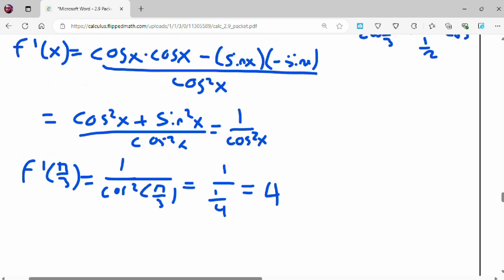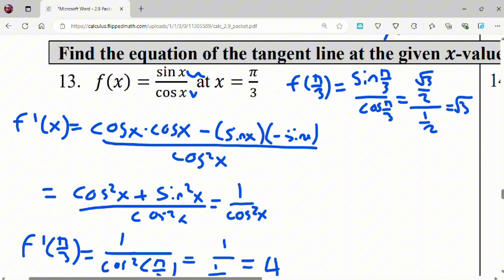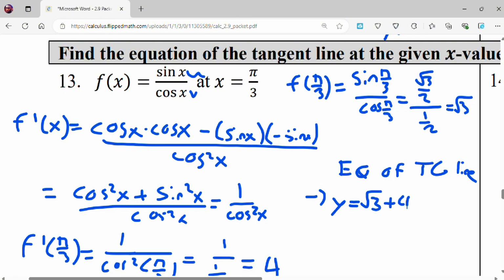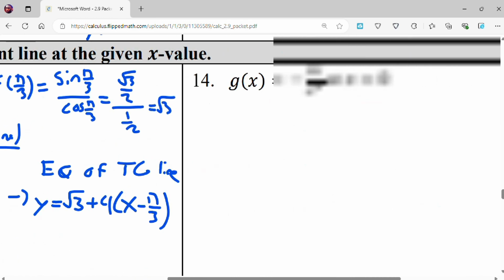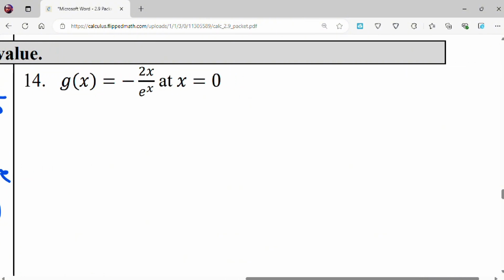Now we know everything we need for the tangent line. So equation of tangent line is y equals y1 plus dy/dx times x minus x1. Okay, pretty simple. Let's move on to the next one.